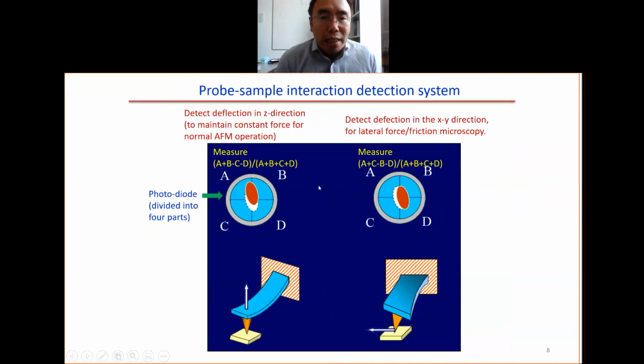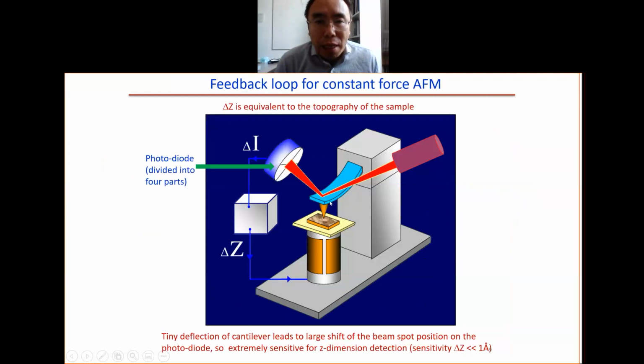So how do we do the detection? Here is the setup. You have the cantilever. You shine the laser beam, and you divide the photodiode into 4 parts. When the cantilever is bent, the beam will go to different places on the photodiode. This is very sensitive. A little bit of change of the height, a little bit of change of the bending, will change the optical position a lot. This is very accurate.